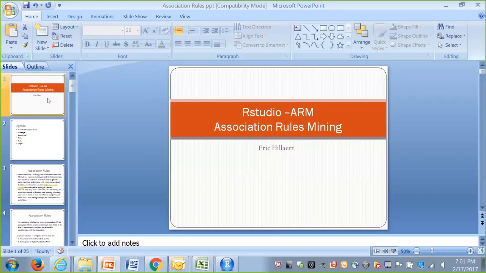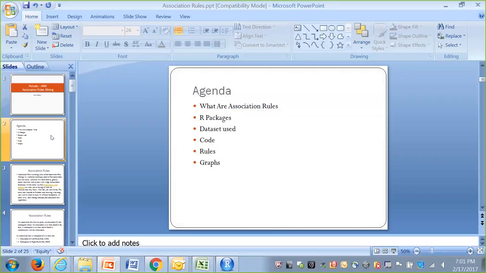My name's Eric Hiller. I'm going to be going through association rules for data mining. I think it's going to be quite an interesting topic, since everybody has had a chance to look at Google and Amazon. So we'll get into some of those aspects.